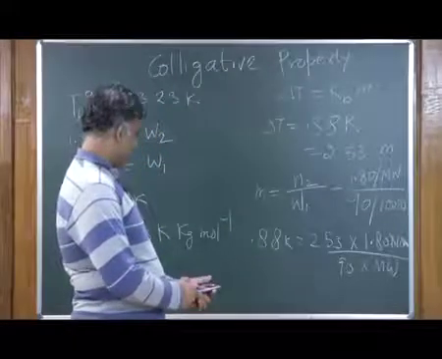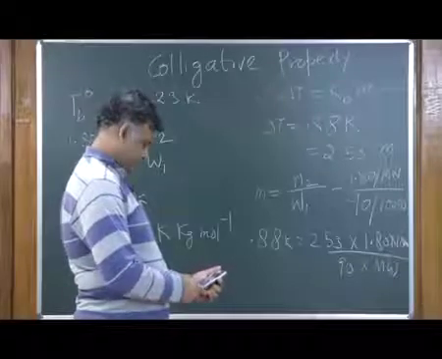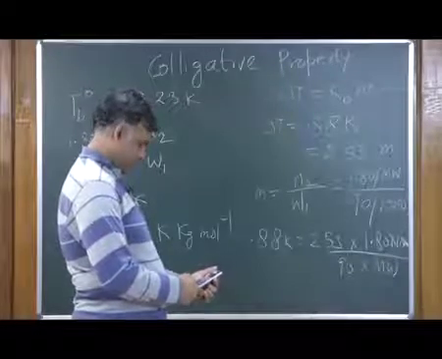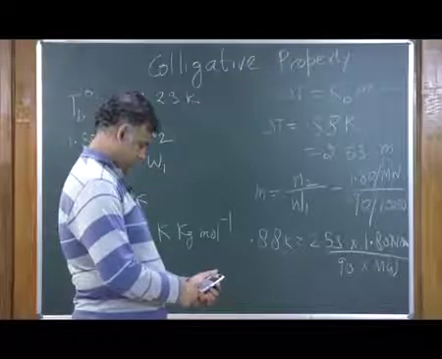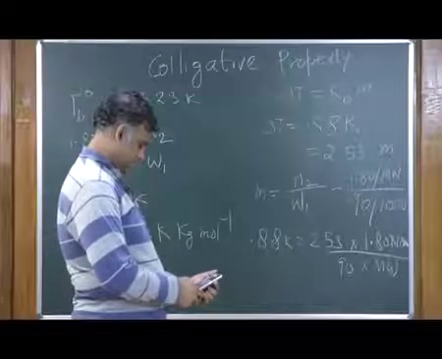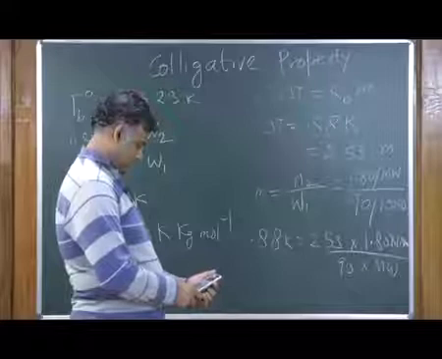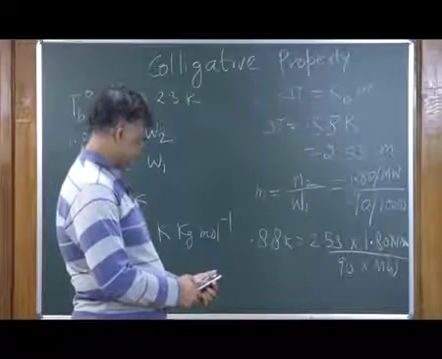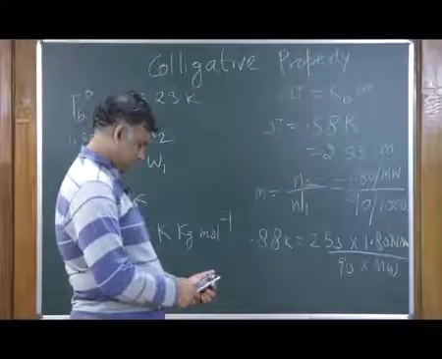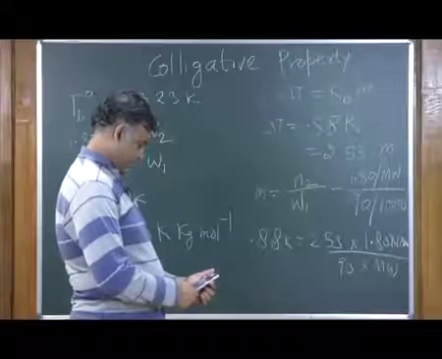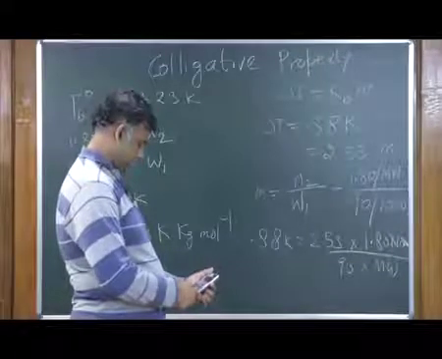So, we can calculate this. The molecular weight is going to be 2.53 multiplied by 1.80 multiplied by 1000, divided by 90, divided by 0.88.